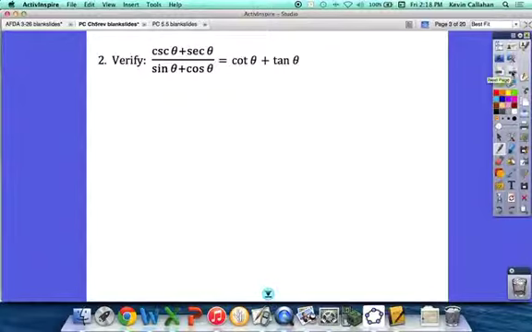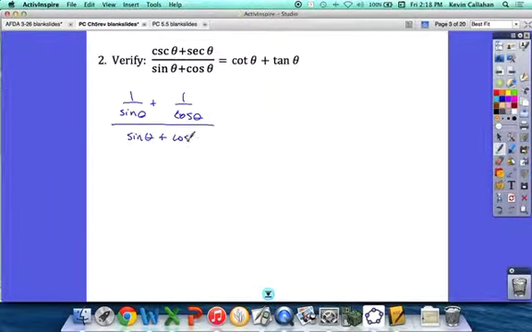The next one was a harder problem. Myself, when I did it, I thought, well, I know that I can turn these into sines and cosines, and maybe something will happen with the denominator. So first step, let's do that. 1 over sine theta plus 1 over cosine theta, divided by sine theta cosine theta plus cosine theta.